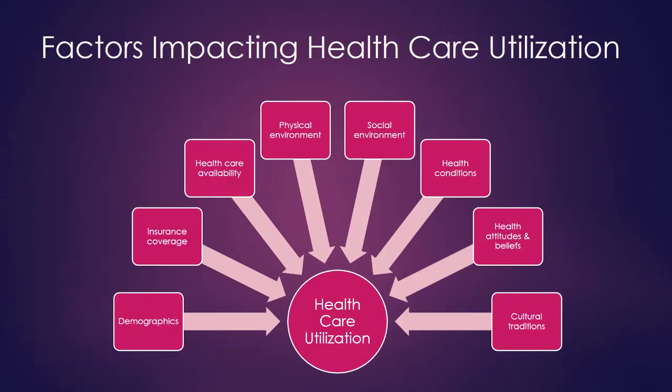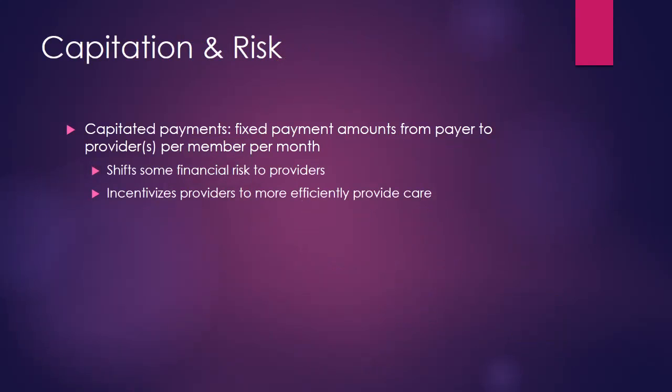Things like demographics, age, sex, race, ethnicity, their insurance coverage, both whether or not they have insurance, the type of insurance they have, what their co-payment structure is like, the availability of healthcare in their area, their physical and social environments, the health conditions they currently have, their attitudes and beliefs about health in general and healthcare systems in particular, and cultural traditions. All of these, along with many others, probably impact someone's use of healthcare. And so it can be a challenge to predict healthcare utilization, but it's an important challenge to try to address, especially in the context of capitation and capitated payments.